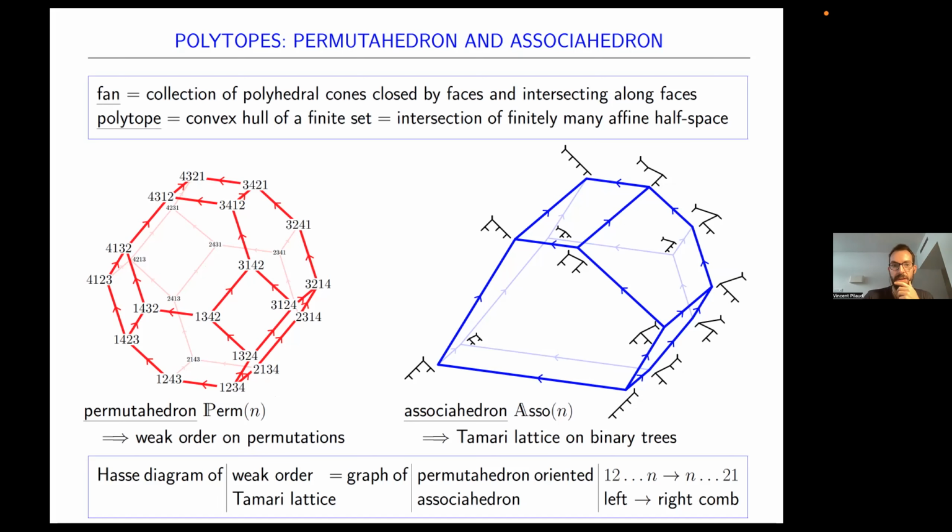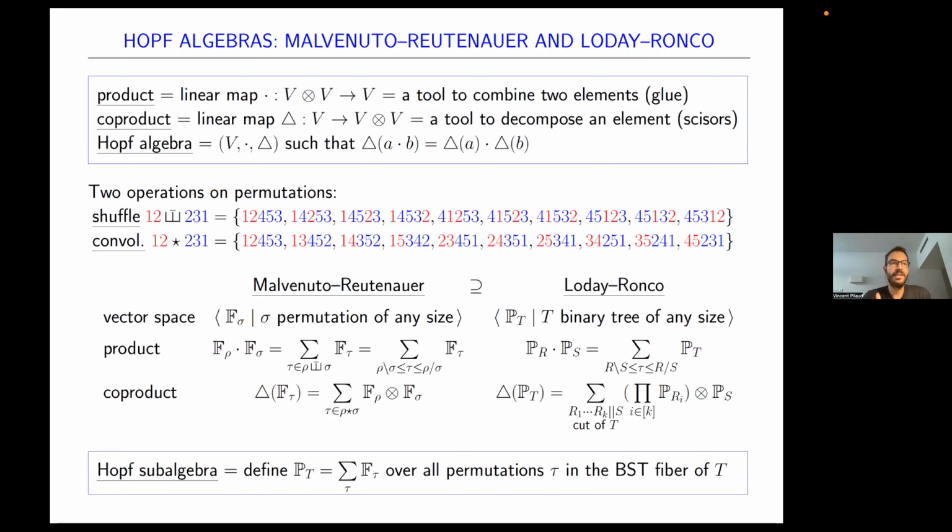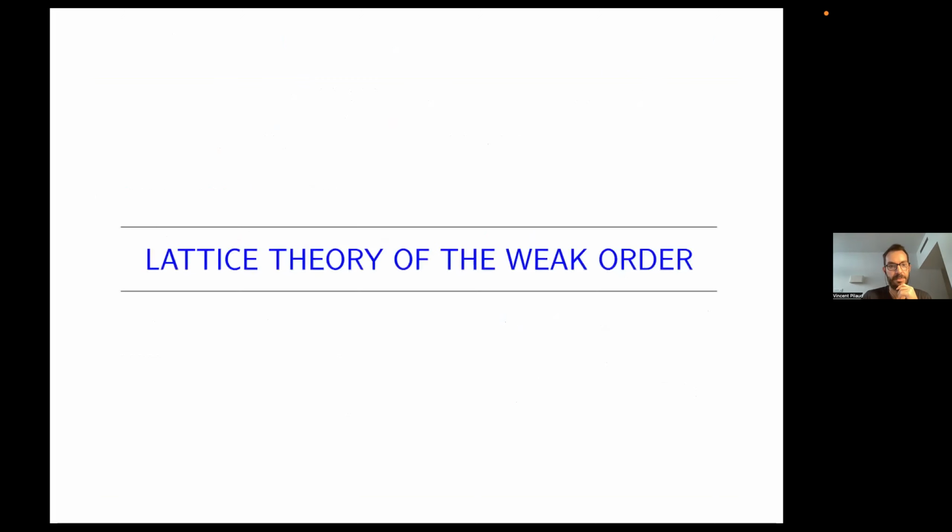So just before that, let me put a non-slide. Just because I know that you love Malvenuto-Reutenauer and Loday-Ronco algebra, and what I want to say is that this very same connection between the permutations and the binary trees gives you the connection between the Malvenuto-Reutenauer algebra and the Loday-Ronco algebra. So I don't want to enter the details of this slide because we won't speak about that.